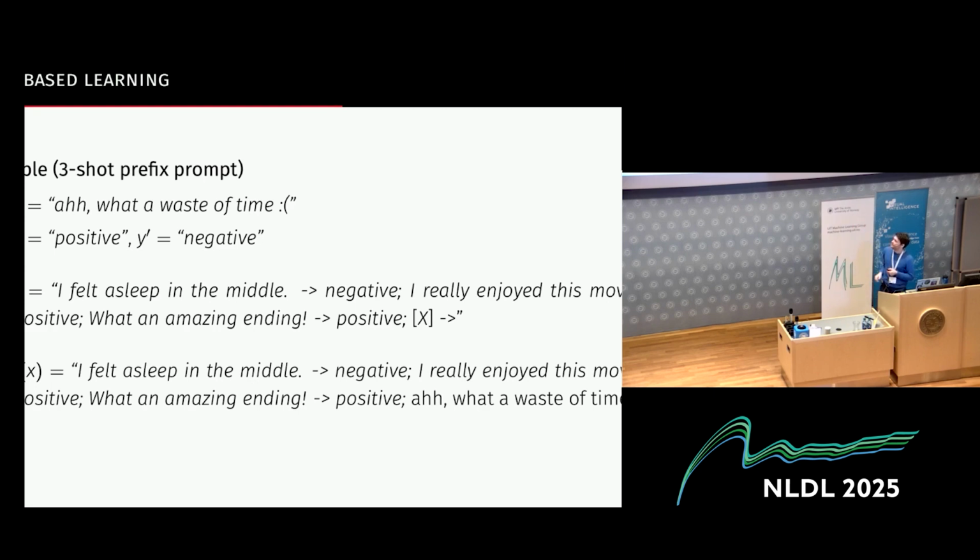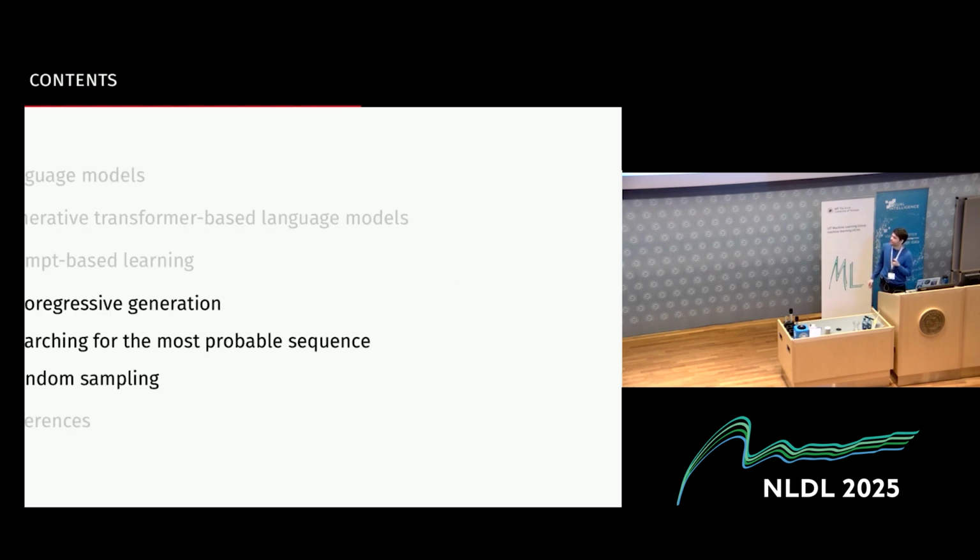And then we insert a new review, and we hope that the model can pick up this pattern and generate the word positive or negative, because it sort of understands that this is the most likely sequence that follows. So this is an example of the filled prompt, and then the model should just generate the label negative or positive. And this is an example of this few-shot prefix prompt.